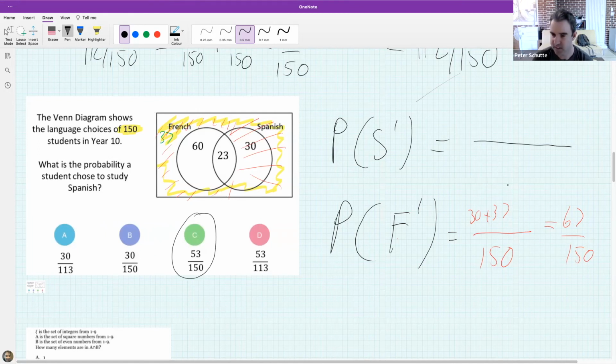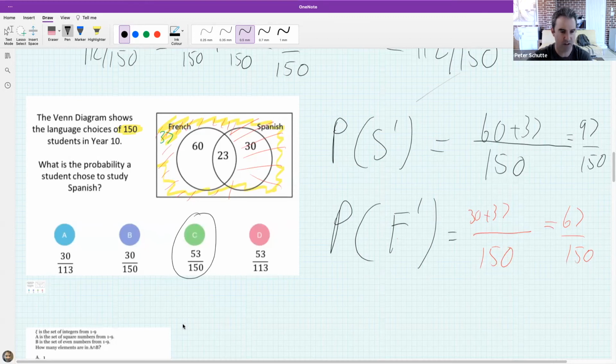I really feel like we're making some progress here today. So the student does not study Spanish, or the student is in the complement of that. So this is still 150. Now what's not in Spanish? It's the 60 and the 37. And so it's going to be 97 over 150. Awesome work, guys. I feel like the basic Venn diagram stuff is going well.